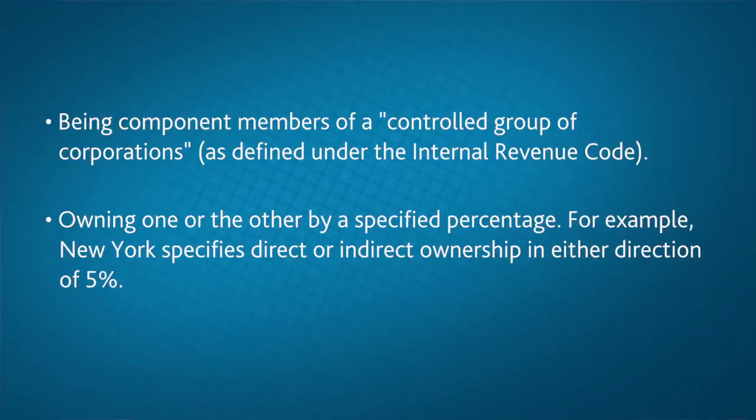For example, New York specifies direct or indirect ownership in either direction of 5%. Earlier versions of laws that created nexus based on a relationship with an in-state entity, laws that are currently still on the books in many states, along with the more recent provisions, are more limited in relationship and provide that an out-of-state retailer has nexus if it has an in-state subsidiary engaging in certain activities or if it has a franchisee or licensee in the state using its trade name.